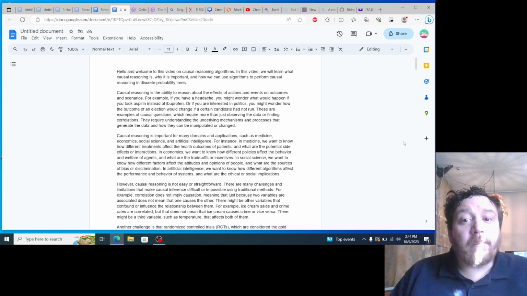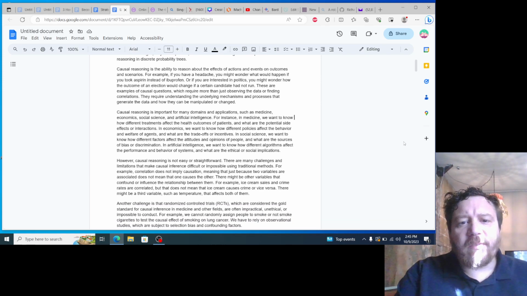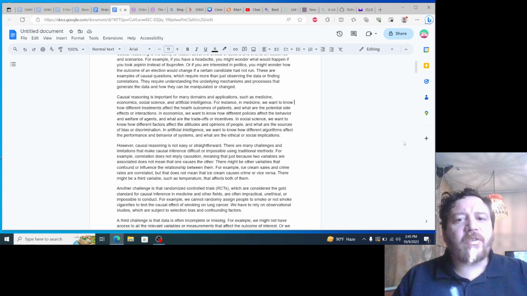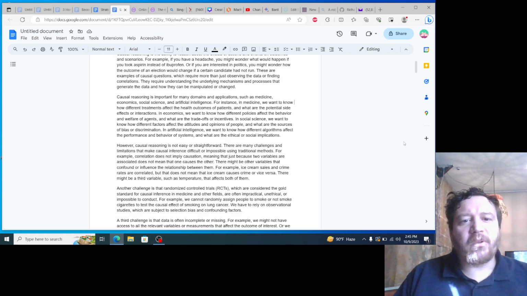Or if you're interested in politics, you might wonder how the outcome of an election would change if a certain candidate had not run. These are examples of causal questions, which require more than just observing the data or finding correlations. They require understanding the underlying mechanisms and processes that generate the data and how they can be manipulated or changed.